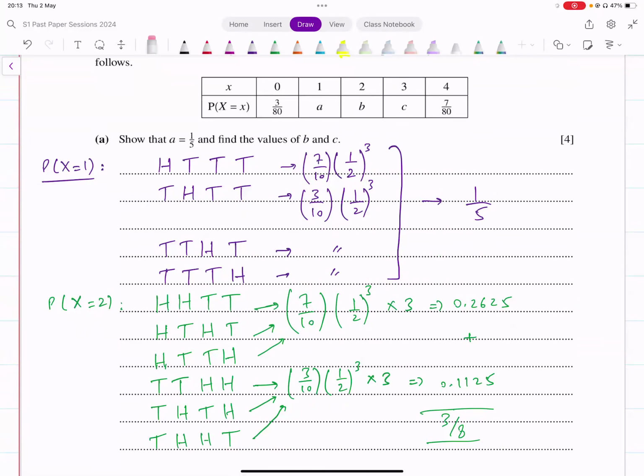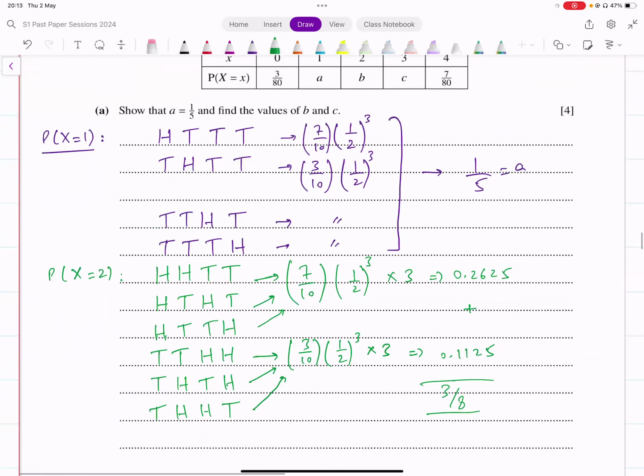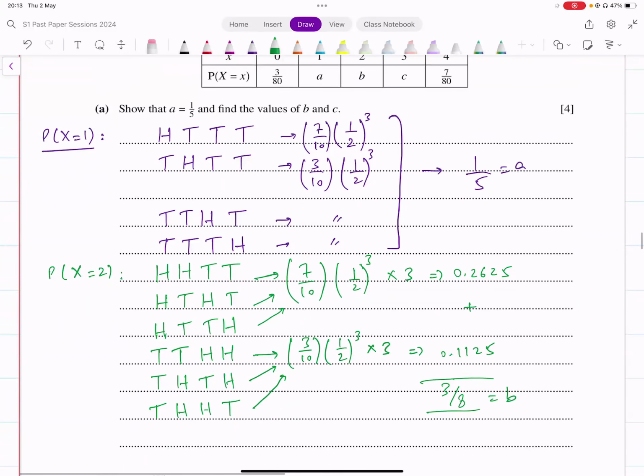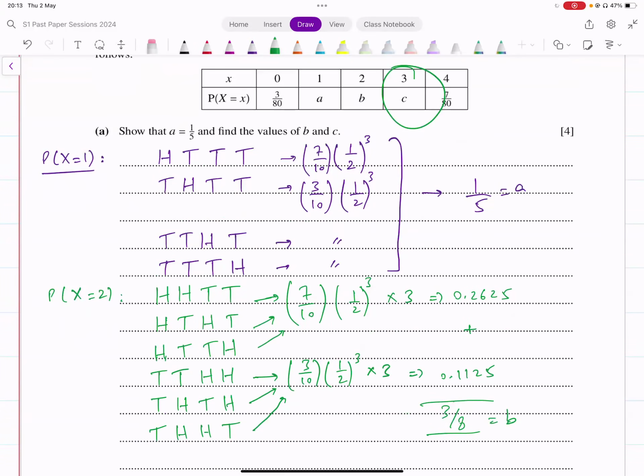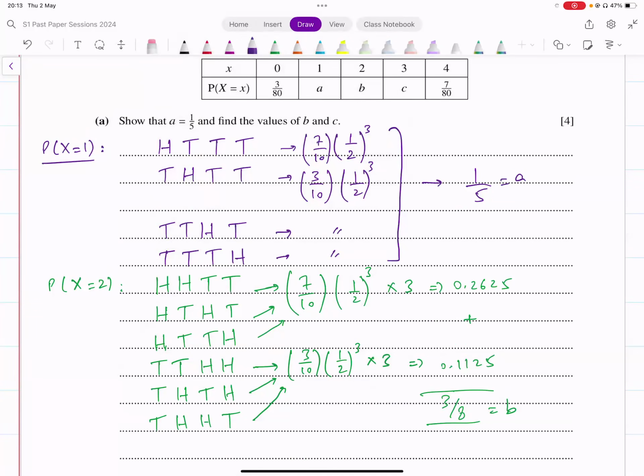Okay. So this was a. And now this is b. And then we've got the last case when we want 3 heads. Now that's straightforward. Once we've got the values of a and b, how can you find c? The total probability is going to be 1. So we subtract from 1 all of these other numbers. So we know the value for a. The value of a is 1/5. The value of b is 3/8.